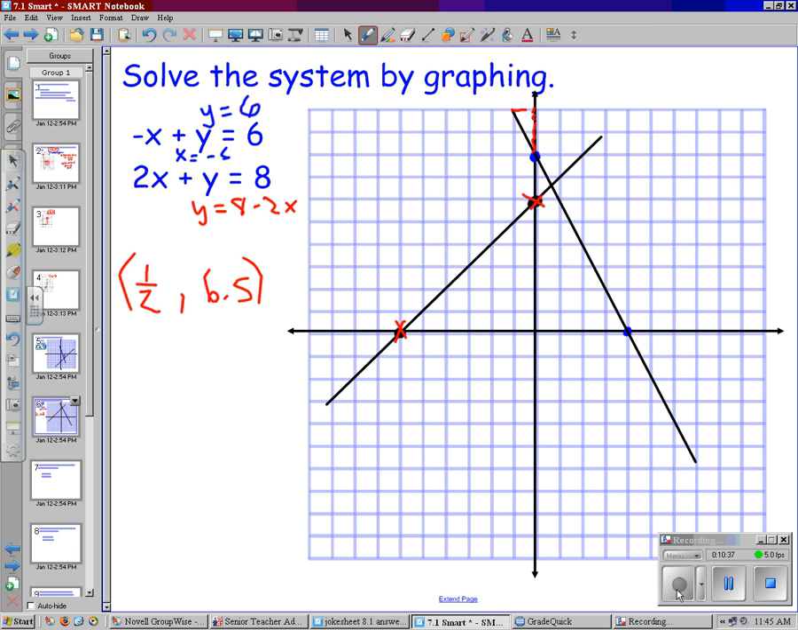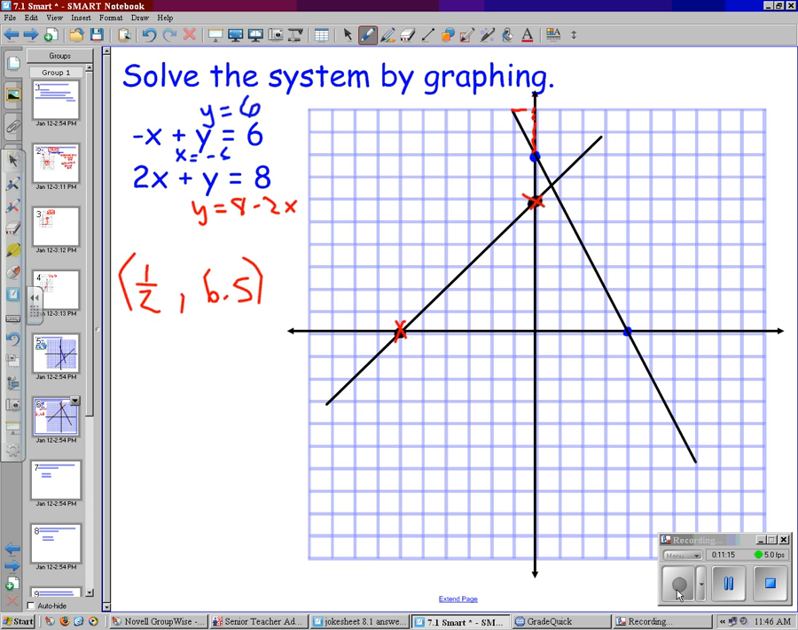So what's the opposite of 1/2? That's going to be a negative 1/2, right? Negative 1/2 plus 6.5 is 6. Hey, it works for the first one. Let's check it out on the second one. 2 times 1/2 is 1 plus 6.5 is, oops, didn't work for the second one. So it's not the solution because it didn't work for both. Pardon me? You have to guess and check? Unfortunately, no, I'm not going to make you do that.